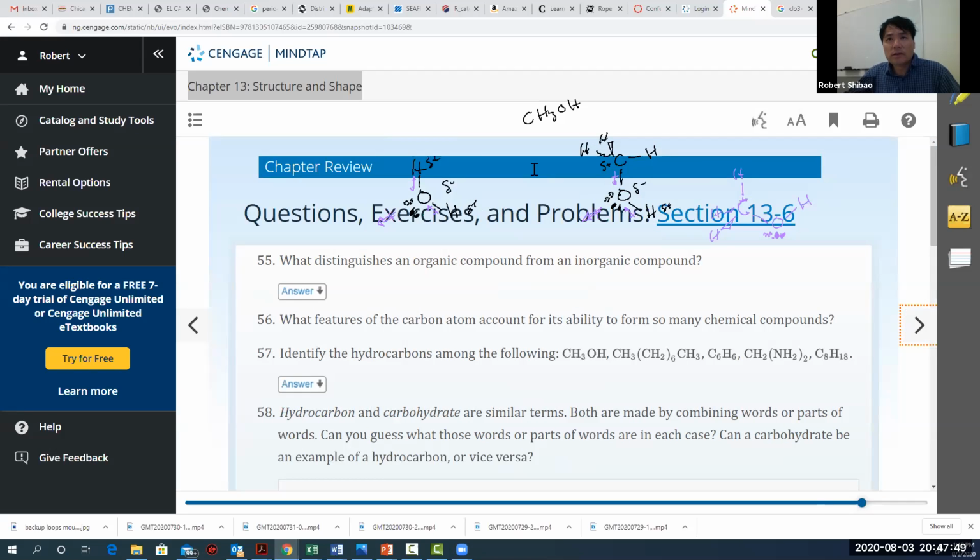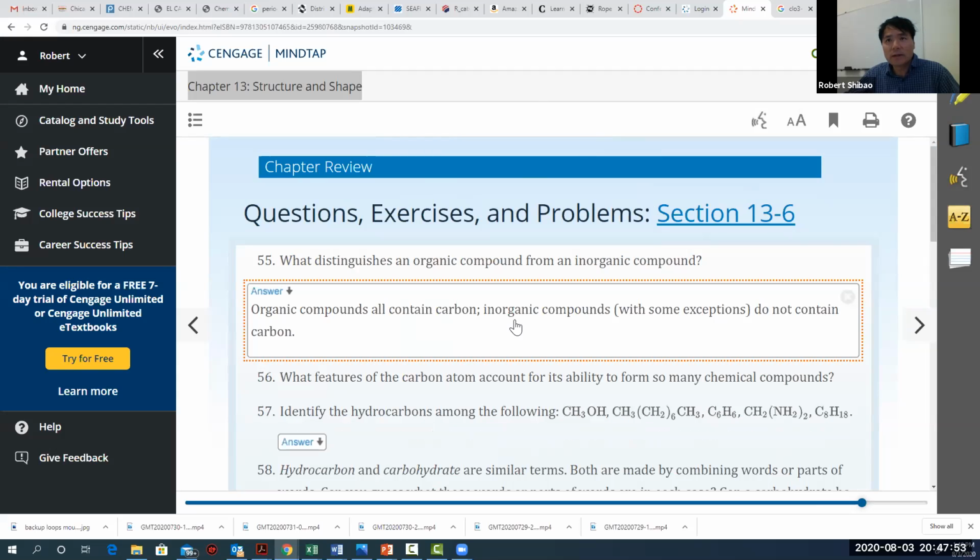What distinguishes an organic compound from an inorganic compound? Organic compounds all contain carbon. Inorganic compounds, with some exceptions, do not contain carbon. Except like CO2, you know, those are considered inorganic.